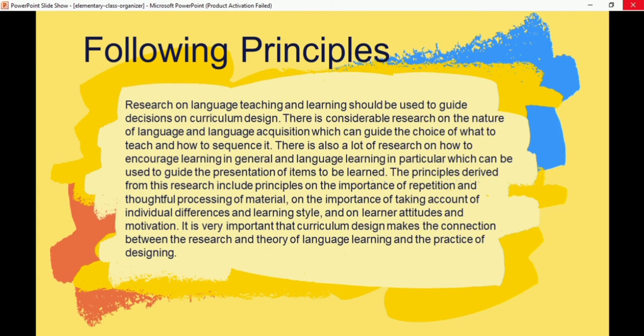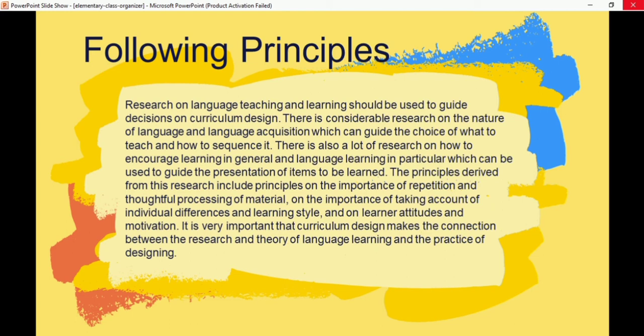Following principles. Research on language teaching and learning should be used to guide decisions on curriculum design. There is considerable research on the nature of language and language acquisition, which can guide the choice of what to teach and how to sequence it. There is also a lot of research on how to encourage learning in general and language learning in particular, which can be used to guide the presentation of items to be learned.